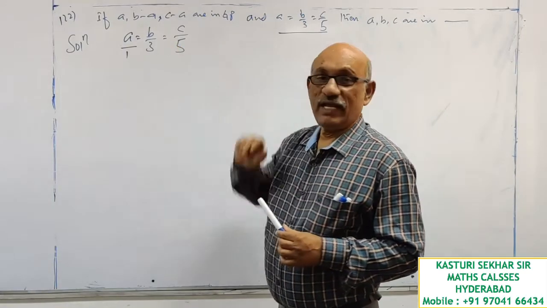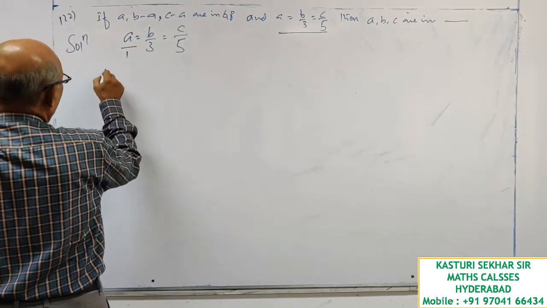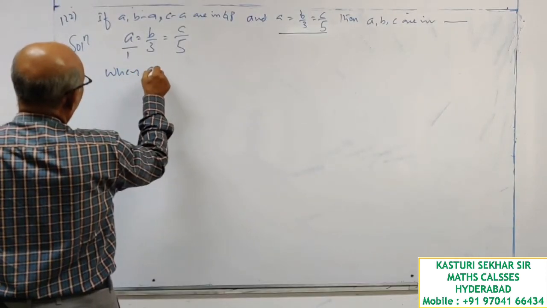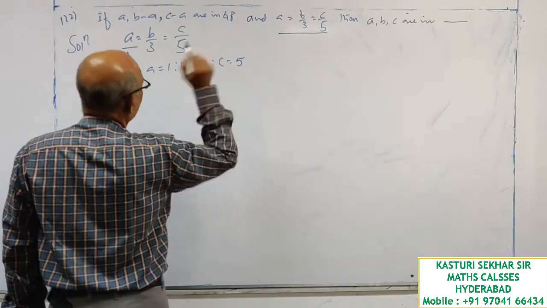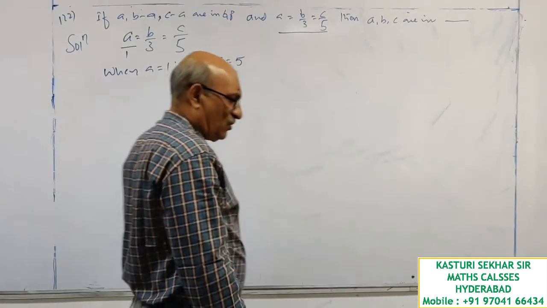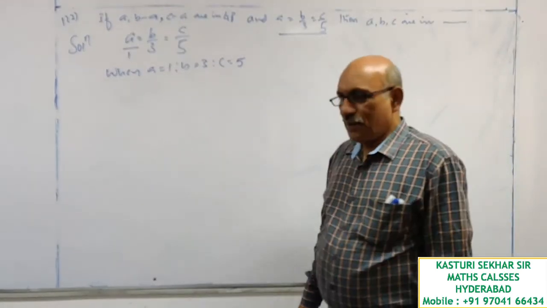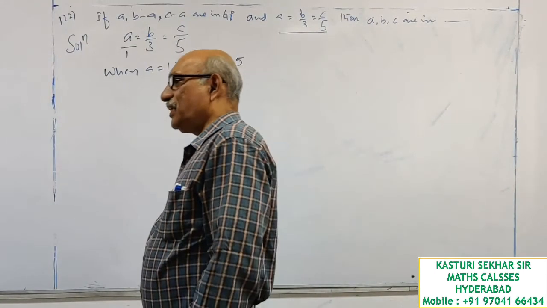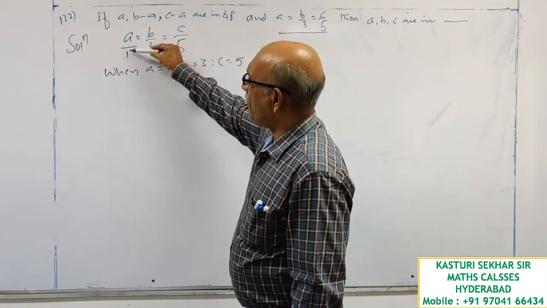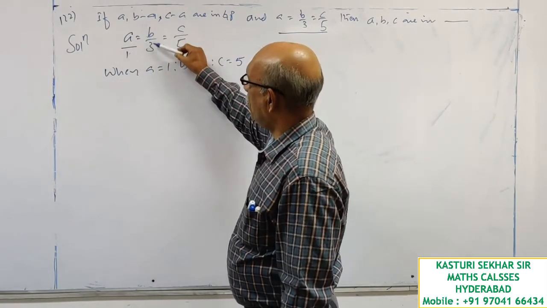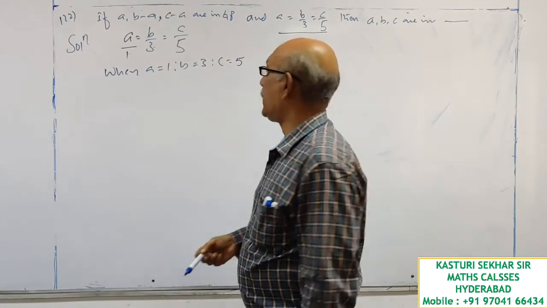This equal sign is true only when A is equal to 1, B is equal to 3, C is equal to 5. Verify this: 1 by 1 is 1, 3 by 3 is 1, 5 by 5 is 1. Okay.